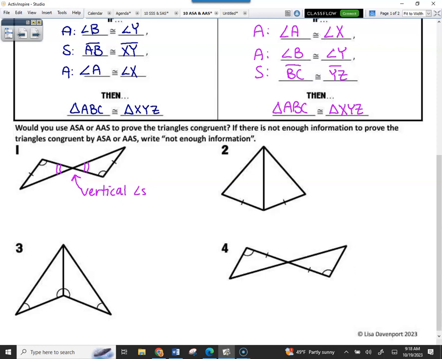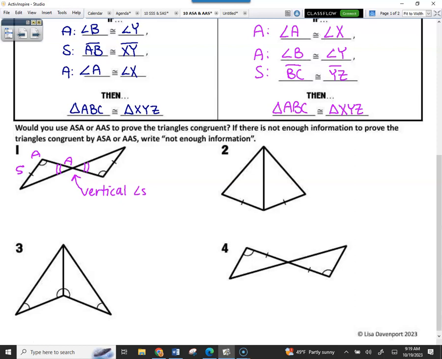We're looking for ASA or AAS. Go to the picture and just start labeling around it, okay? When I say label, I mean put an A or an S if you have a congruent mark. So there's nothing here, nothing here. That's a side. That's an angle. Nothing. Angle. And then what order would those letters appear?